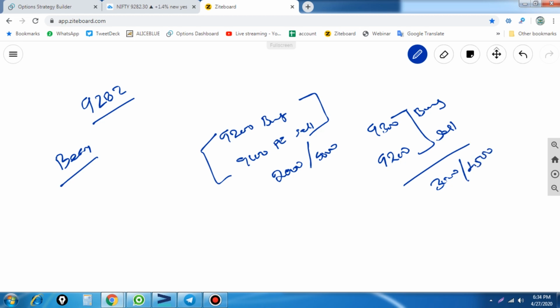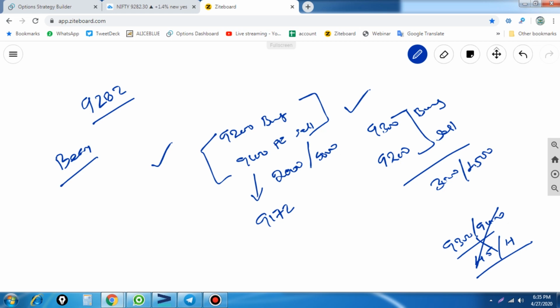Up another strike, which is 9,300 and 9,400. Here I'm going to take the risk of 4,500 for a reward of 4,000. So here the risk reward ratio is not good. These two things you can apply when the Nifty goes below. This strike price is at 9,172, but this one takes you to 9,260. When the market comes down, if it settles in between this range also, you can get a profit.